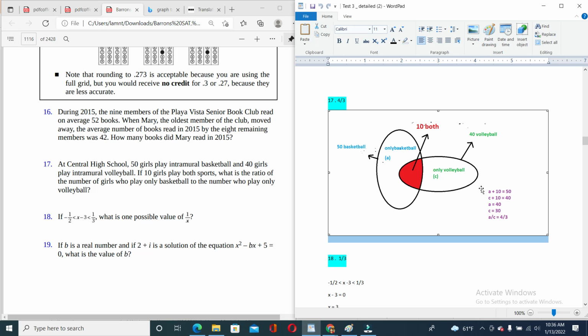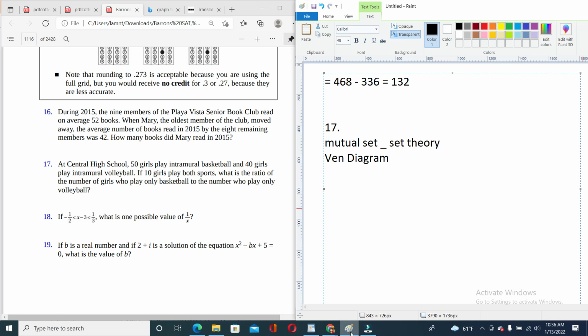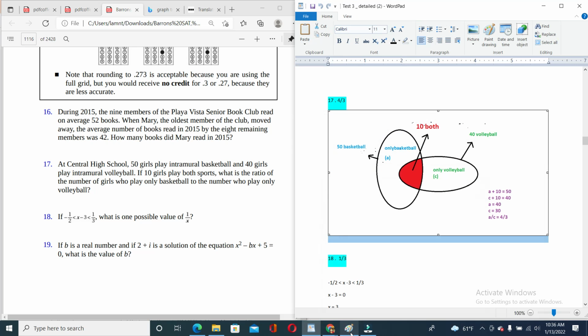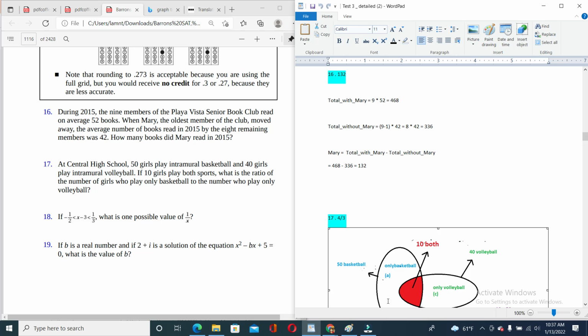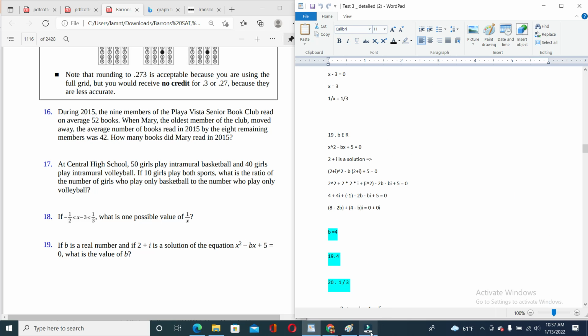So for this kind of set, which has an intersection, a mutual part, you can use the method of drawing a Venn diagram like this. This is called a Venn diagram. That's how you do it with a mutual set. Alright, let's move on to number 18.